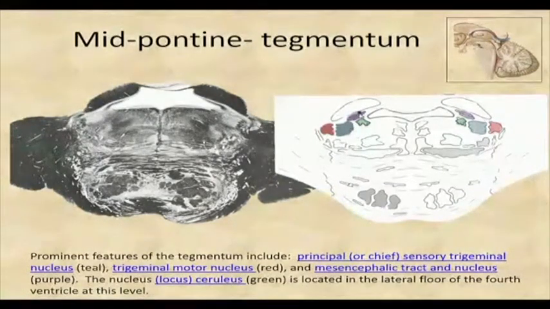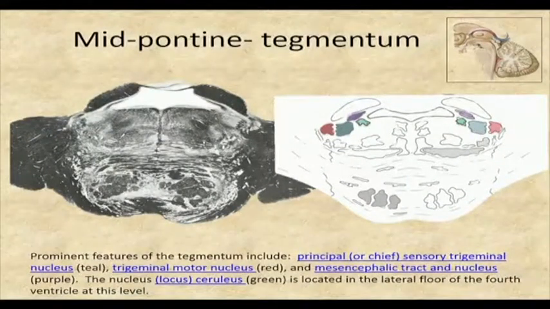And then you also have a nucleus show up here at the mid-pontine region that's called the mesencephalic nucleus. That's associated with the trigeminal nerve. That's where the proprioception comes in to the trigeminal. It's a nucleus that handles the proprioception information. So that's important for that jaw jerk reflex that we talked about yesterday. Okay. Oh, and I forgot to talk about the motor nucleus.